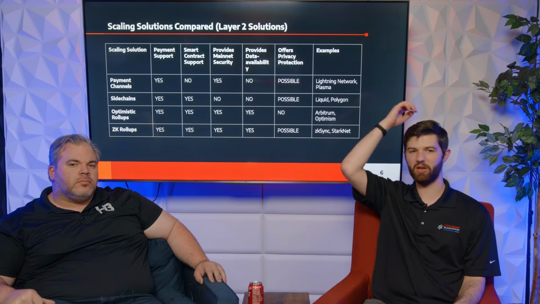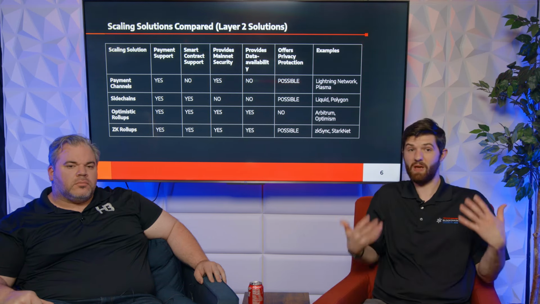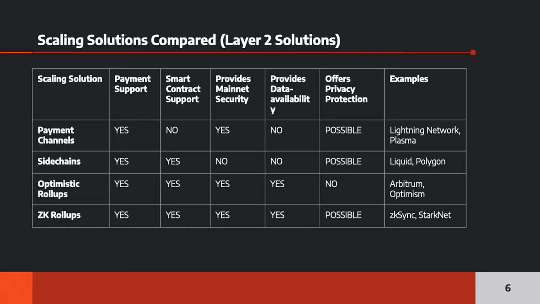Some people in Ethereum only consider rollups to be layer 2s because they're the only ones giving full security. It's still a catch-all. Depends on who you talk to. But yeah, when we look at this, payment channels, what we see here is a lot of great features, but it has payment support. It doesn't have smart contract support, at least not to the same degree. It does have that mainnet security because you have the ability to exit from that channel to the Bitcoin chain and get your money back.